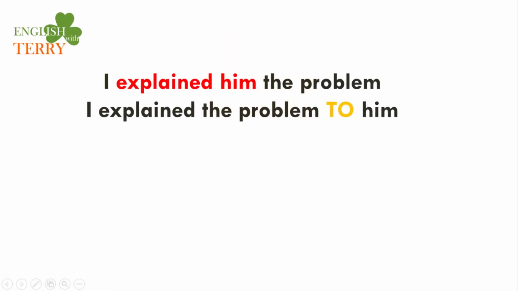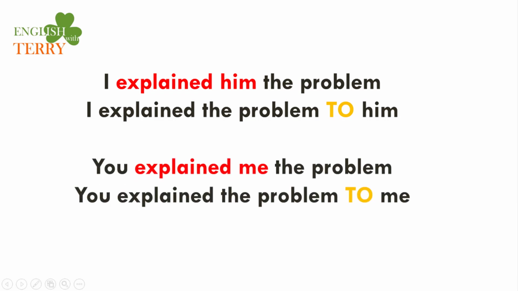Explained. Explained. Not "explain-ed", but "explained". So try this one. "I explained the problem to him." Not "I explained him", but "I explained the problem to him." Or "you explained the problem to me", right? Always remembering that the E in "explained" in the past is silent and always using the word "to". "You explained the problem to me."